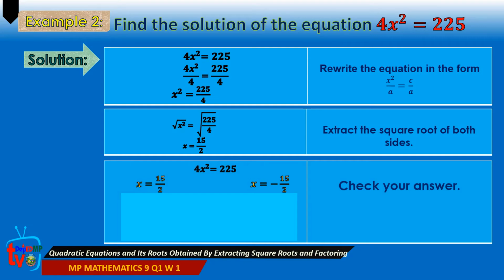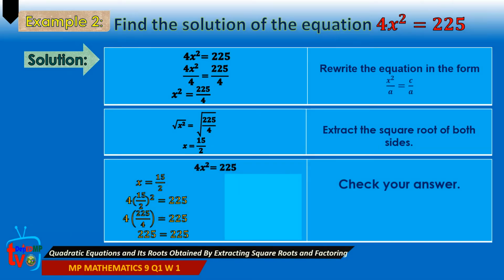To check whether we have correct solutions, we again substitute the values of x in 4x squared is equal to 225 with positive 15 over 2 and negative 15 over 2. So for positive 15 over 2, we have 4 times the quantity 15 over 2, the quantity squared equals 225. So 4 times 225 divided by 4 is equal to 225, which is equal to 225. So 15 over 2 is correct.